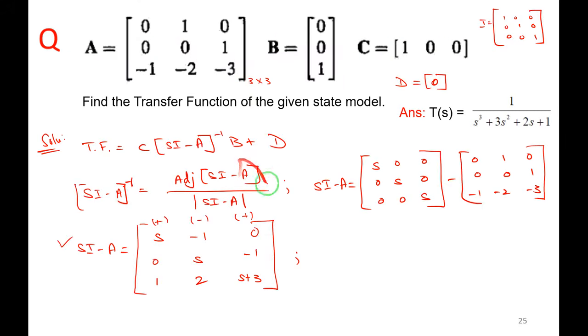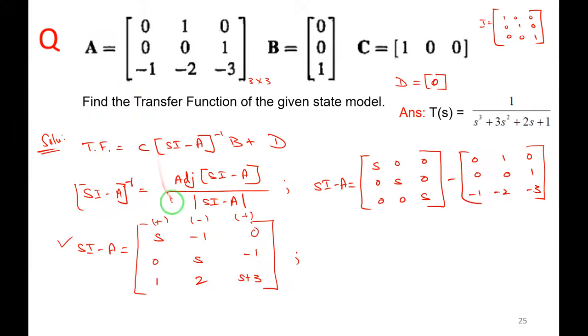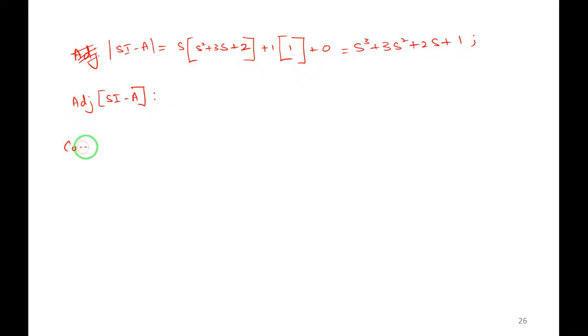Then next we will find the adjoint of the matrix SI minus A. In order to find this, first we will find the cofactor. SI minus A is a 3 cross 3 matrix, so first we find the cofactor matrix. The adjoint means the cofactor matrix transpose. So first the cofactor of the matrix SI minus A.